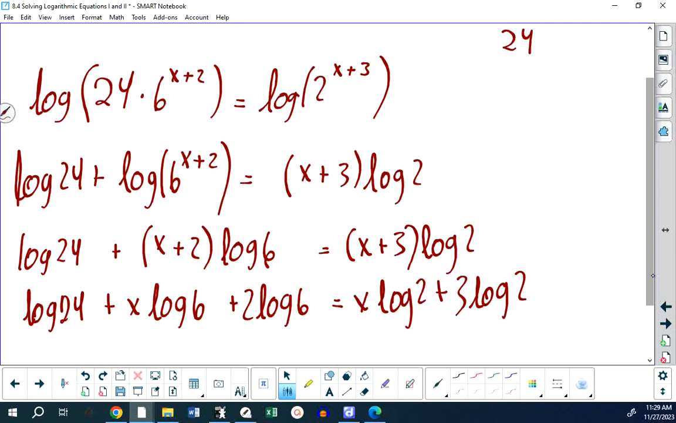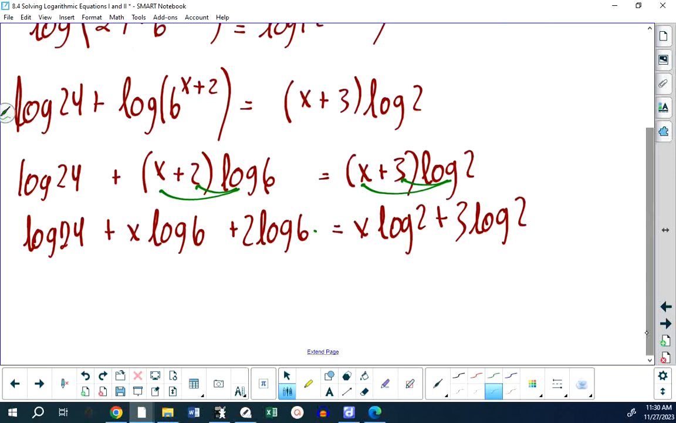Just double check everything. So just in case you don't see it, this is what's happening. You can feel free at some point to change the 2 log 6 to log of 36, and listen carefully, to change the 3 log 2 to log of 8. Not 9, 8, because 2 to the 3 is 8. The rest of the problem is not difficult as long as you double check all your numbers. You need to move the terms with x to one side and the terms without to the other side, factor the x out, and divide.